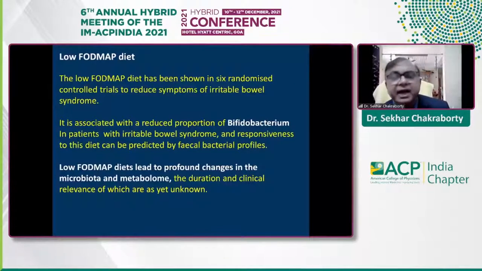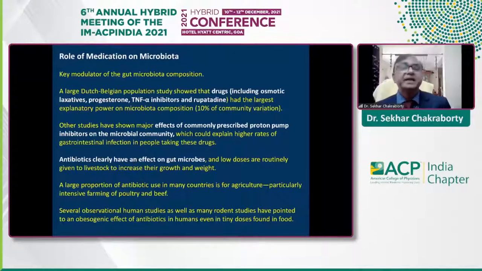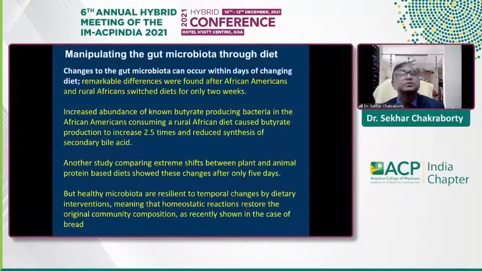A low FODMAP diet is associated with reduced proportions of Bifidobacterium in patients with irritable bowel syndrome, and it leads to profound changes in the microbiota and its metabolism. The role of medications is very important, particularly drugs like osmotic laxatives, progesterone, and TNF alpha inhibitors. Rupatadine also has a negative impact on the microbiota composition. The commonly prescribed proton pump inhibitors also have an impact on microbiota composition, and antibiotics clearly have an effect on gut microbes.